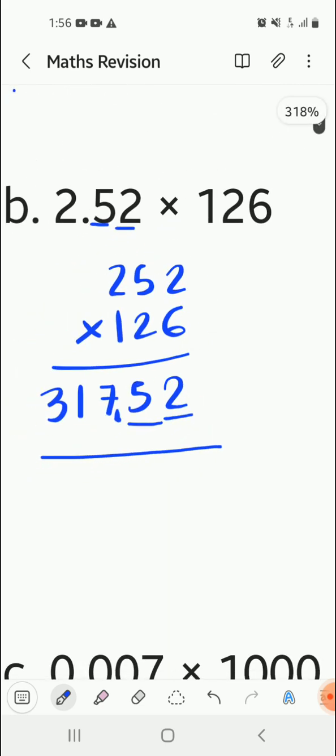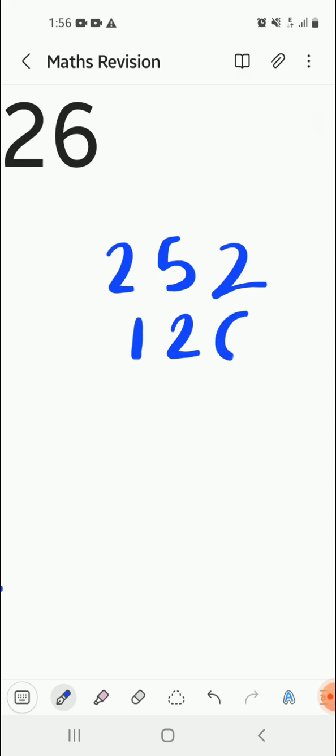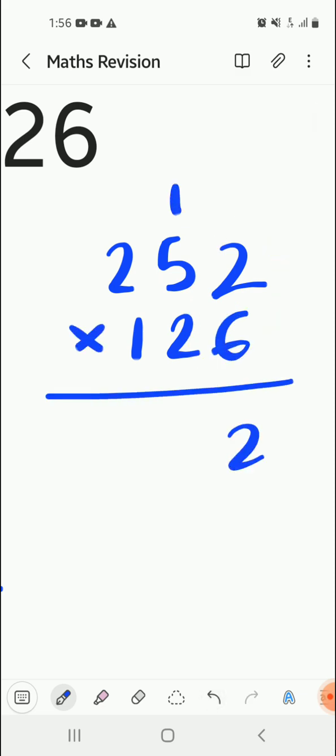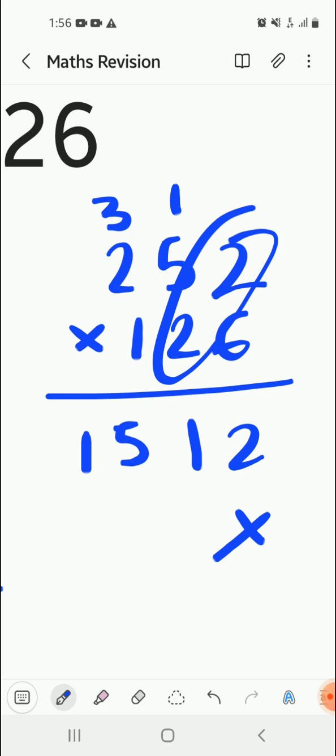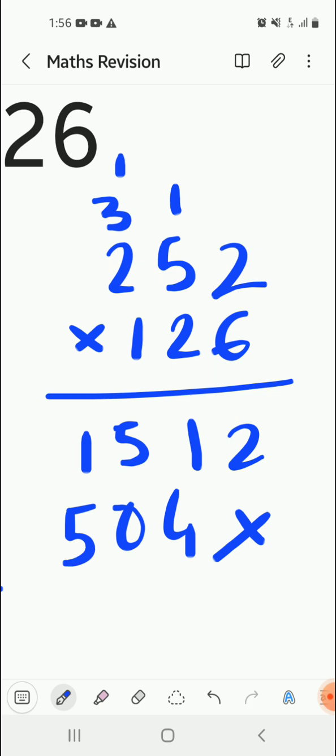Now if you have got a question like how we have solved this, simple multiplication, I'll show you once. 252 into 126, simply multiply. 6 into 2, we have got 12. 6 into 5, we have got 30 plus 1, 31. 6 into 2, we have got 12 plus 3, 15. 2 into 2, we have got 4. 5 into 2, we've got 10. 2 into 2, we've got 4 plus 1, that is 5. 2 into 1, we've got 2.